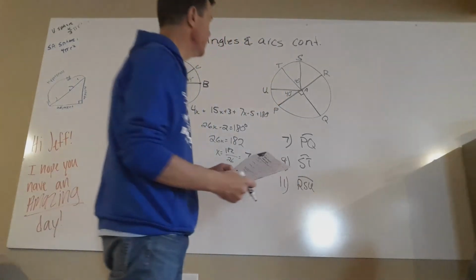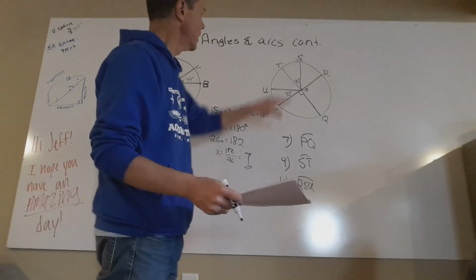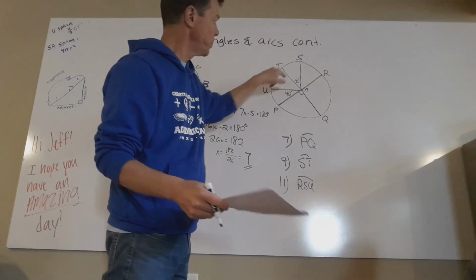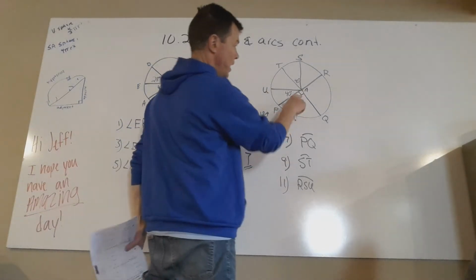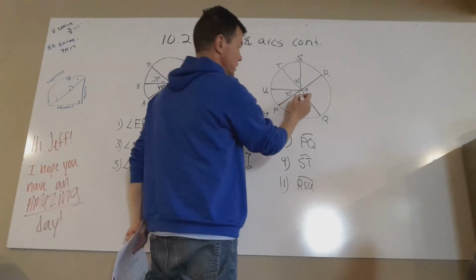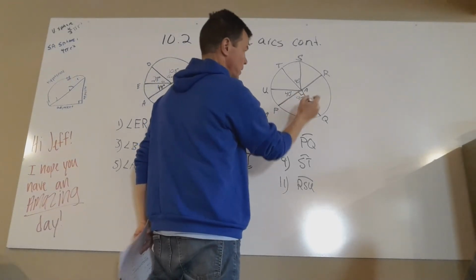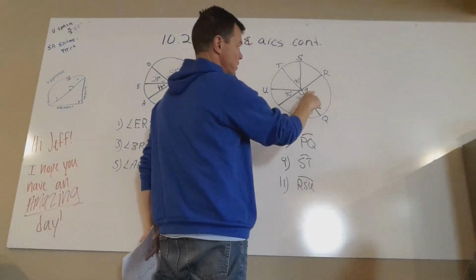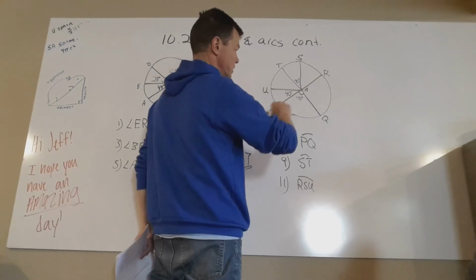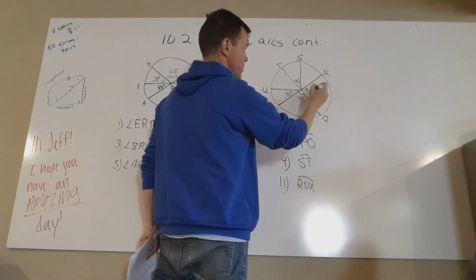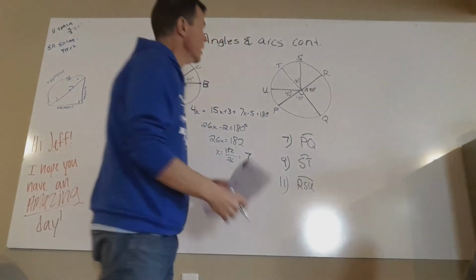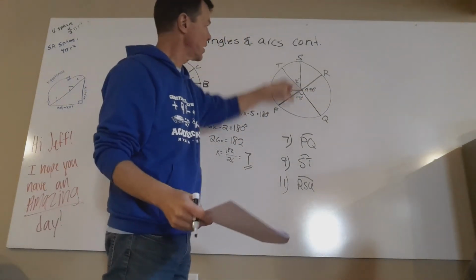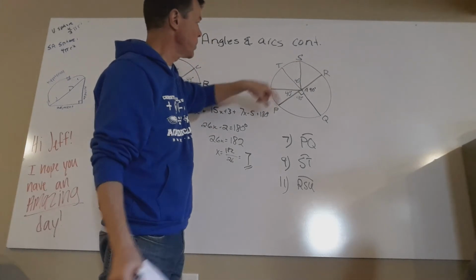Arc PQ. It's going to be to my advantage again to put in these angle measures. So we have a right angle, which is 90 degrees. This is also a right angle that's formed because PAR is a diameter, so this is 90 degrees. 180 degrees here, 180 degrees up on the top.